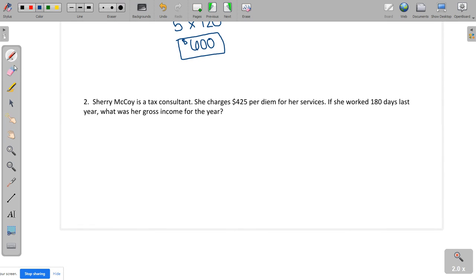Sherry is a tax consultant. She charges $425 per diem for her services. She worked 180 days last year. Find her gross income. We take her per diem rate, 425, and multiply it by the number of days, which was 180. When we multiply that, we get $76,500. So for the 180 days she worked, she made $76,500.